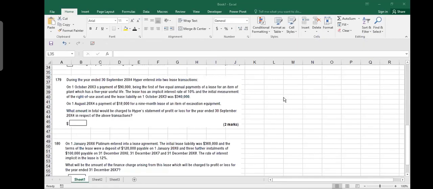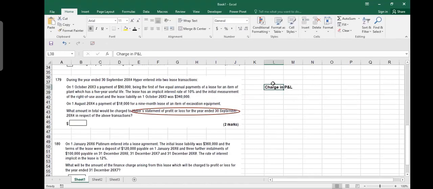Got it? Now they ask us what amount in total would be charged to Hyper's statement of profit or loss for the year ended 30th September. So what comes to your P&L? Now, you know what you are going to write down in your P&L: your interest cost if you have paid any. So we have to write down the charge in P&L. Charge in P&L means what goes as expense in the income statement.